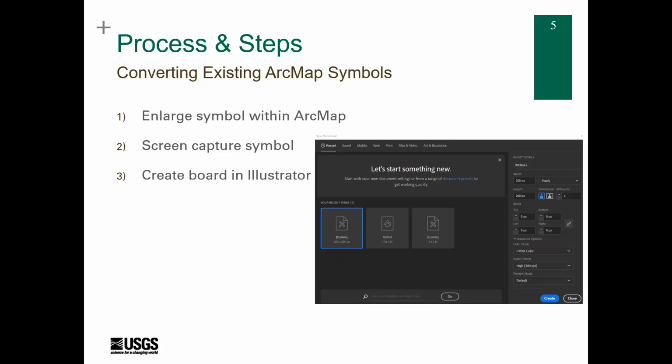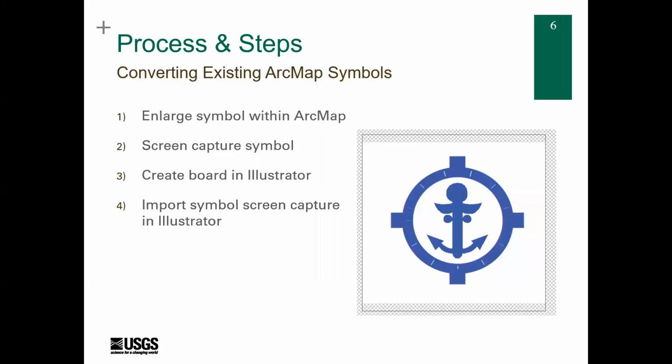Once you have a screen capture, we are now ready to start in Illustrator. We need to open a new artboard. I use a 200 by 200 pixel square for my point symbols, which is just over 2 by 2 inches. However, there are many sizes that would work. But because of the size of the symbols for maps, you don't need a very large artboard.